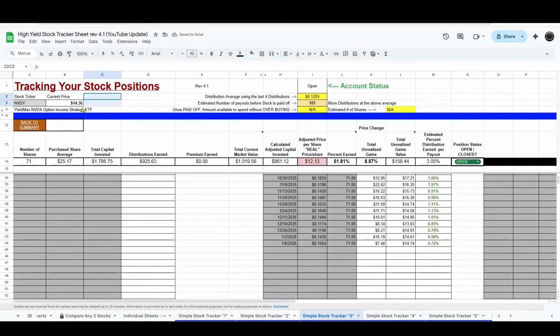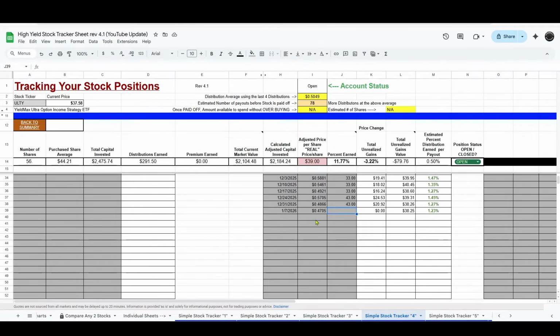And with the current price of $14.36, I'm sitting pretty nice with this one. Because my goal is always to get my adjusted price per share under that current price. And as you'll see, on most of the ones that I do have, I have worked to get there, and it is now under that current price. So if I were to sell all my shares because I'm just done with it, then for this one on NVDY, I would make $158. And that's an 8.8% unrealized gain because I have not sold those shares.